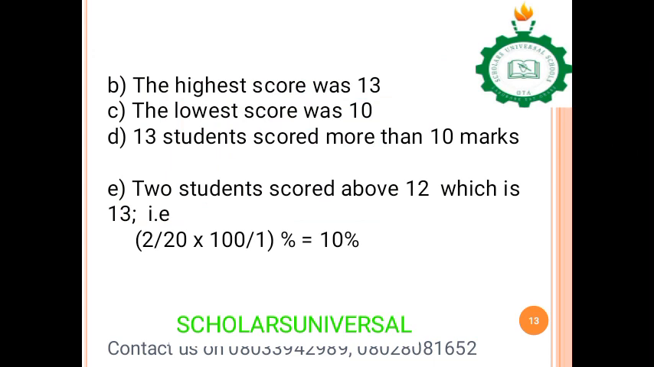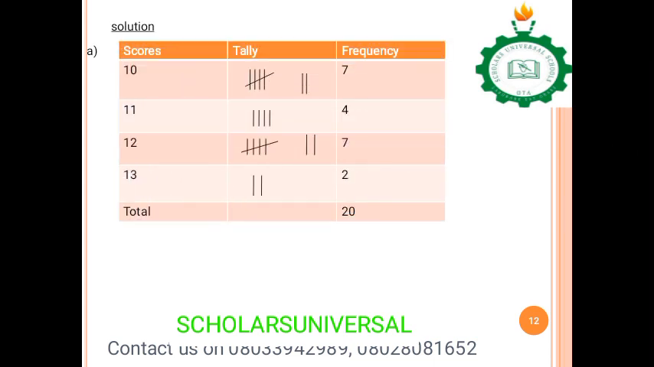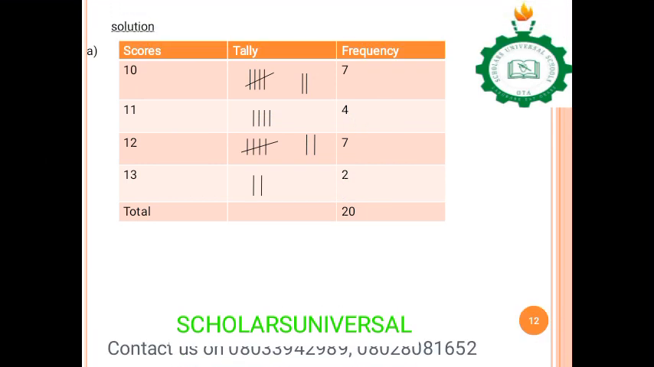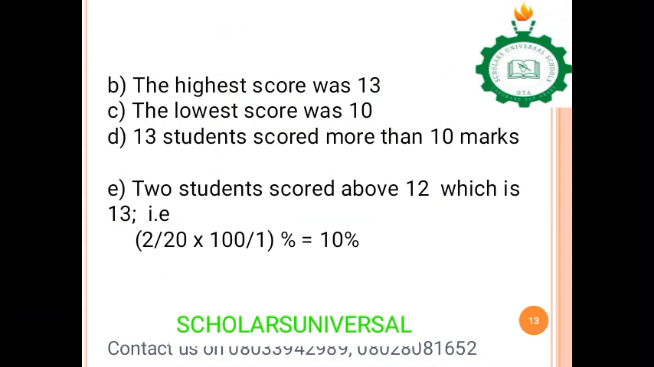How many students score more than 10 marks? This is 10 marks, and 7 out of 20 had 10 marks. That means the remaining students had more than 10. So you add up 4 plus 7 plus 2. 4 plus 7 is 11, plus 2, it gives you 13. So 13 students score more than 10 marks.